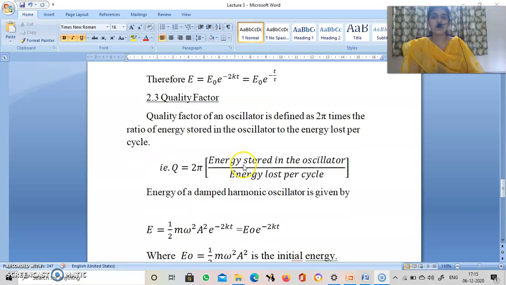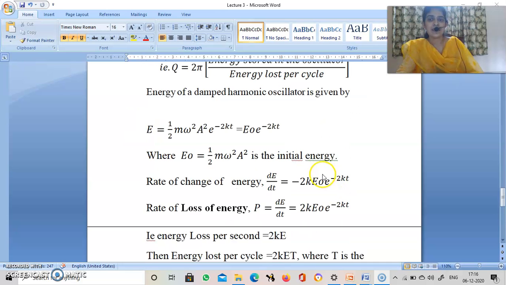Now I am going to discuss the quality factor of an oscillator. Quality factor is a very important term, and we can define it as 2 pi times the energy stored in the oscillator to the energy loss per cycle. It is defined as the ratio of 2 pi times the energy stored in the oscillator to the energy loss per cycle.